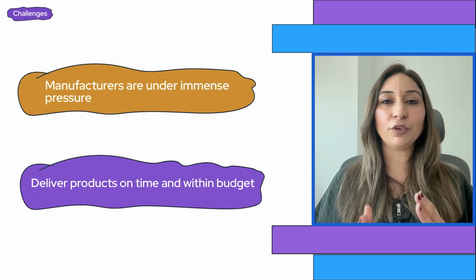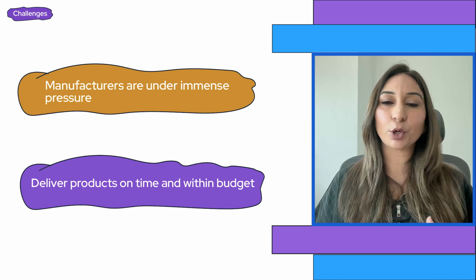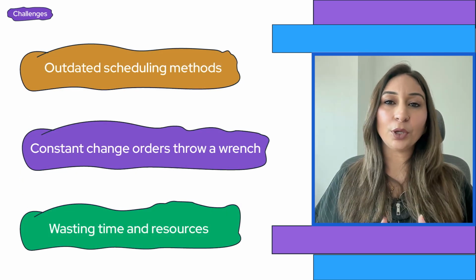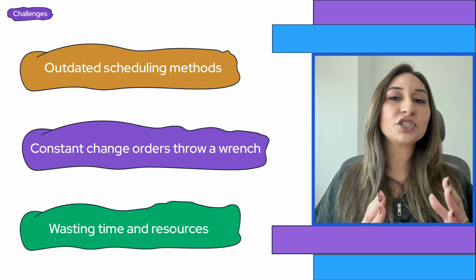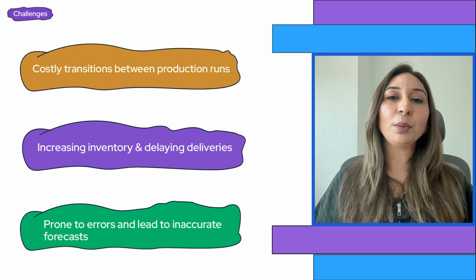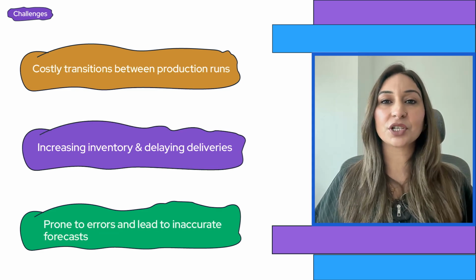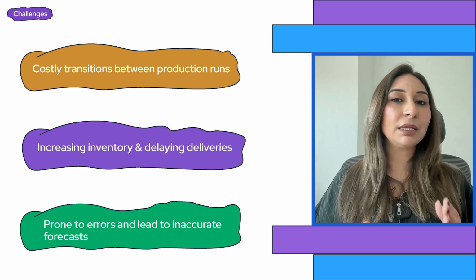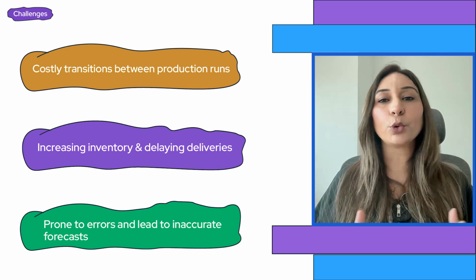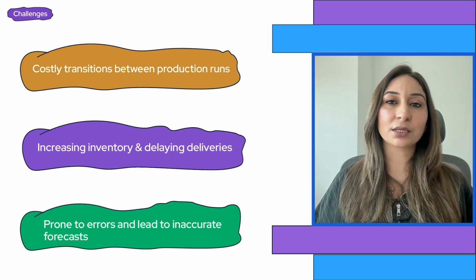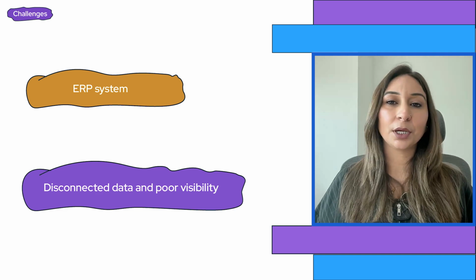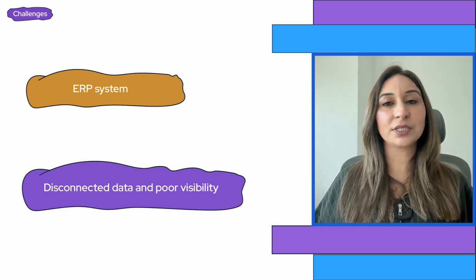We all know manufacturers are under immense pressure to deliver products on time and within budget. But let's face it, those outdated scheduling methods are holding you back. Constant change orders throw a wrench in your plans, wasting time and resources. Suboptimal schedules lead to costly transitions between production runs, increasing inventory and delaying deliveries. And those spreadsheets are prone to errors and lead to inaccurate forecasts. Plus, if your scheduling tools aren't talking to your ERP system, you are stuck with disconnected data and poor visibility.